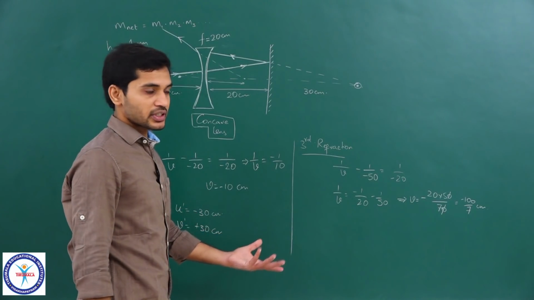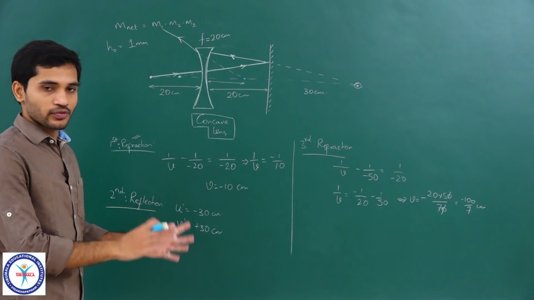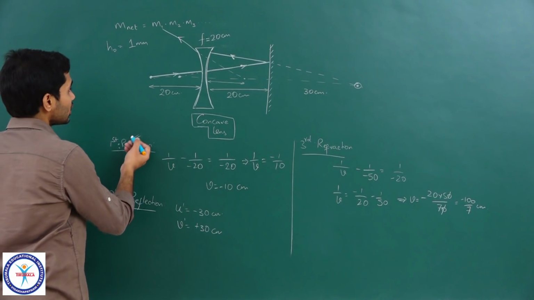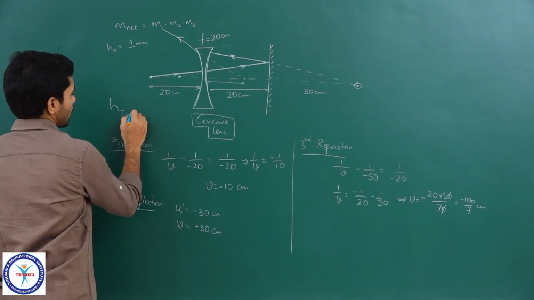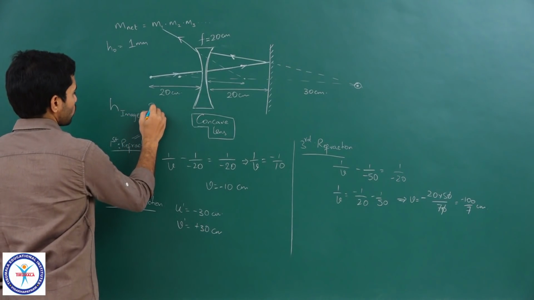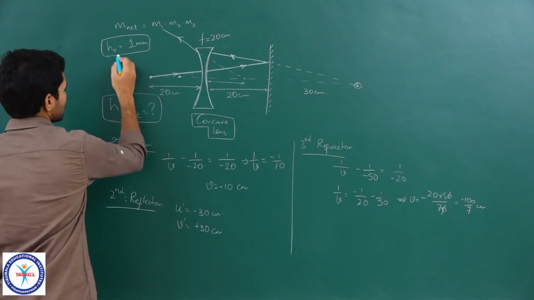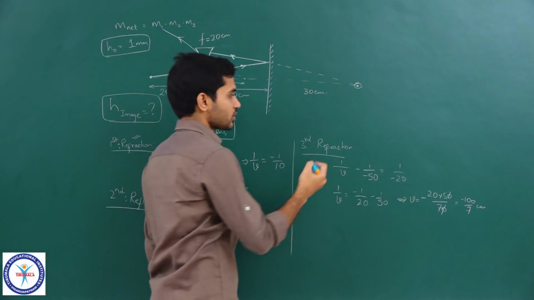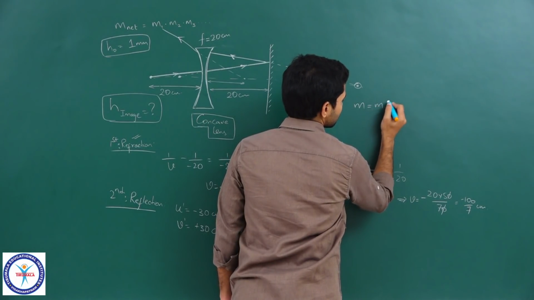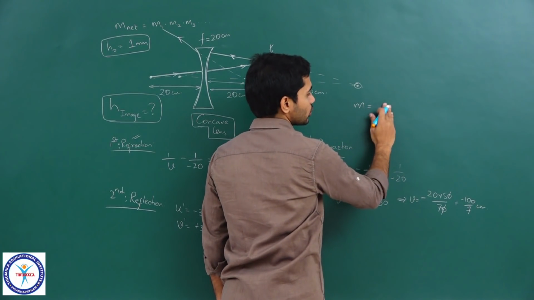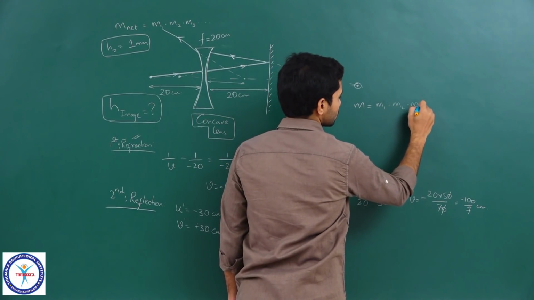So, that is the idea, students, but as I told you, we are not here to find the final image, our goal here is to find the height of the image. So, that is what we will have to calculate. Height of object is known to us. So, we need to calculate magnification, right. So, I will use the successive magnification formula, which is M1 into M2 into M3.